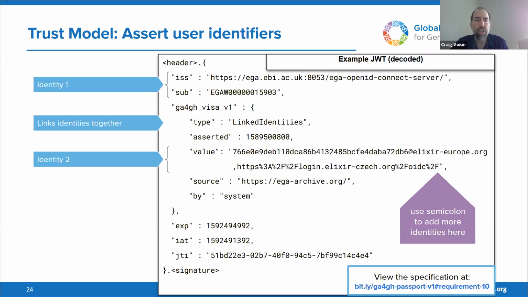And so the question you would then ask yourself is, when you see multiple other visas that use different underlying identities, you would then look for a linked identity as well to see who made the assertion and whether you trust that those two are the same, and that's why they're in the same visa, or in the same passport, I should say. So there's more on that in requirement 10 within the passport spec. There's a link in the bottom corner.